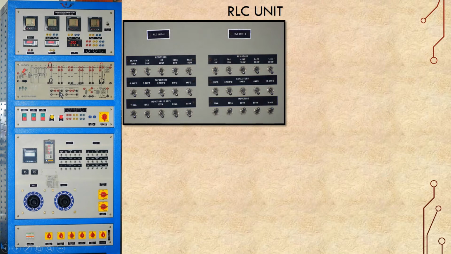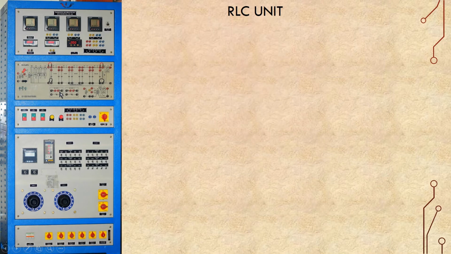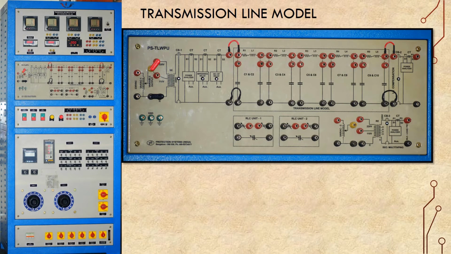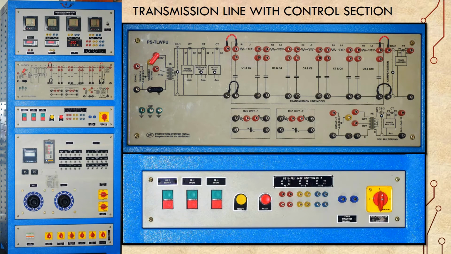This I can show you in the section of the transmission line. As you can see here, these terminals are the R terminals, similarly these are the L terminals, and these are the C terminals. So we have to connect as per our circuit diagram to make the compensation unit.